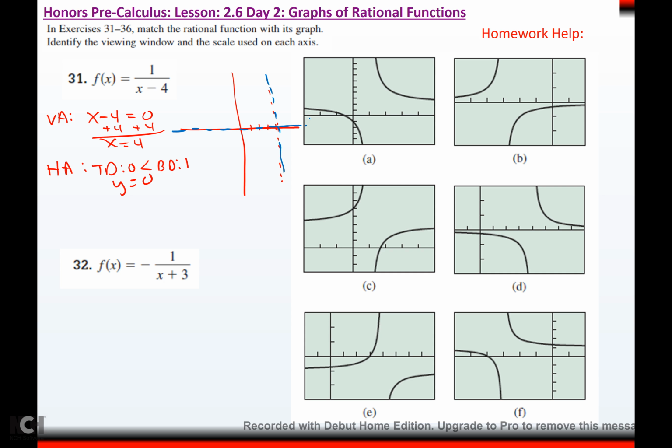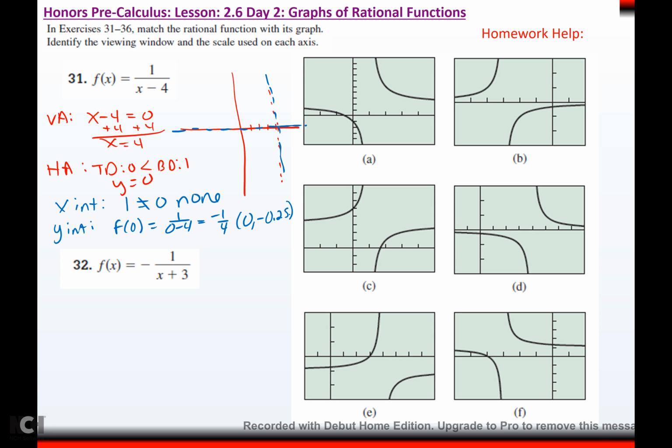Okay, and then if you want some x-intercepts and some y-intercepts, to get x-intercepts, you set your numerator to 0, which doesn't make any sense. There are no variables, so there are no x-intercepts. My y-intercept, I find f of 0, which would be 1 over 0 minus 4, which is negative 1/4. So this has to pass through 0, negative 0.25.